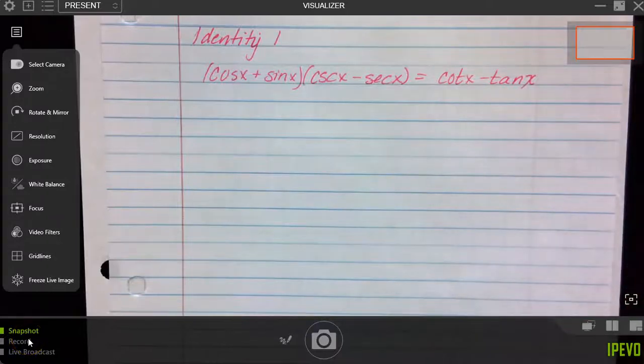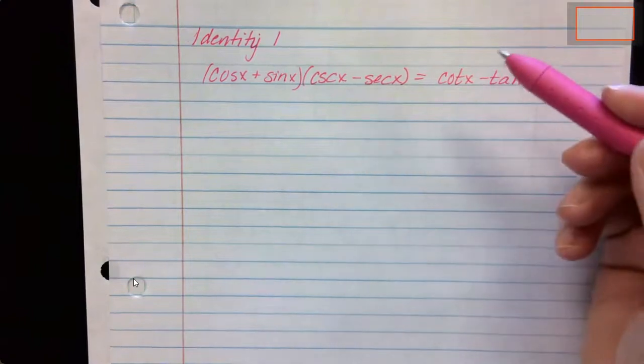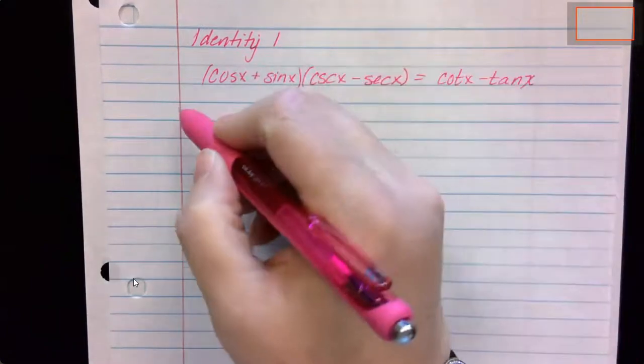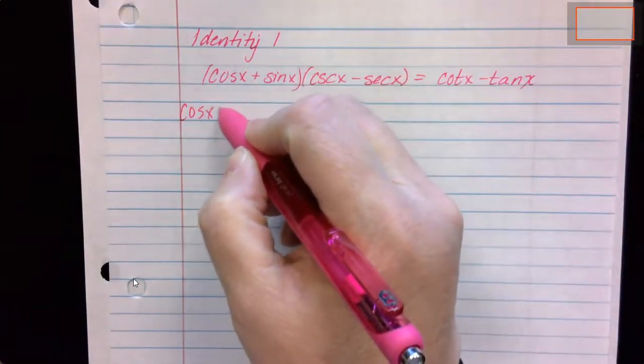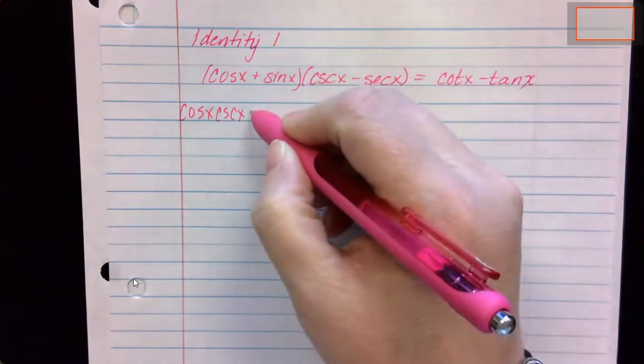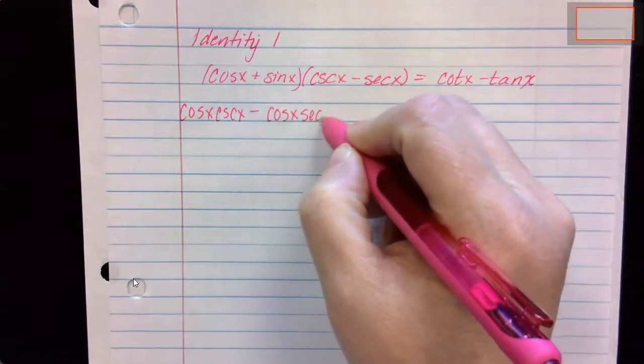Okay, so if you decided to do the first one, what I would do is just start doing the math that it tells us to do. So I would have to FOIL this. Cosine times cosecant is cosine x cosecant x. Then I'd have cosine times secant, so that would be minus cosine x secant x.